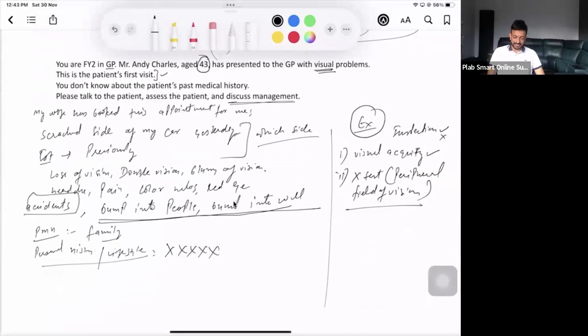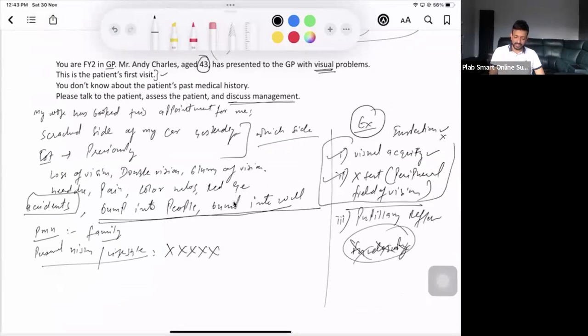Visual acuity, X test, and what else am I supposed to do? Can I do pupillary reflex? If you have got time, you can do pupil reflexes as well. Fundoscopy you can do, but as I said, they don't have a fundoscopy mannequin, so you can't do that. So in terms of examination in this station, I'm doing visual acuity and the X test. If you do these two things, that's more than enough.